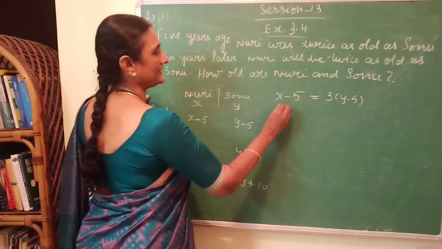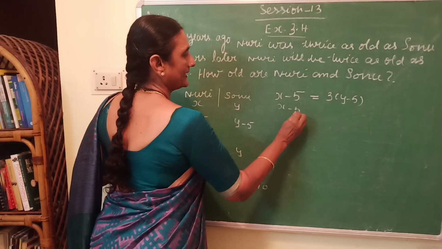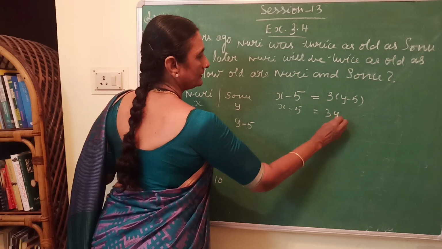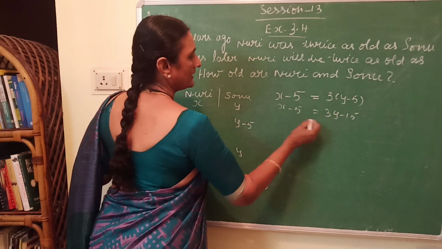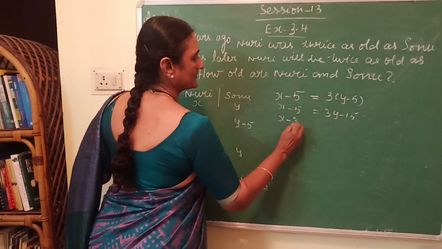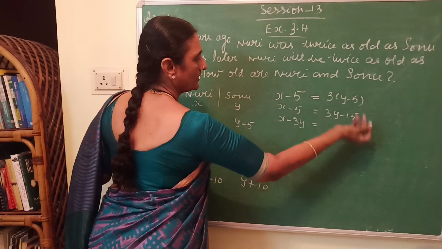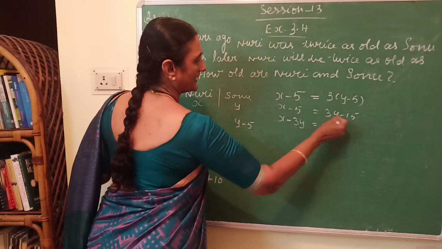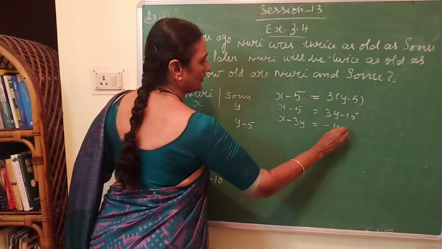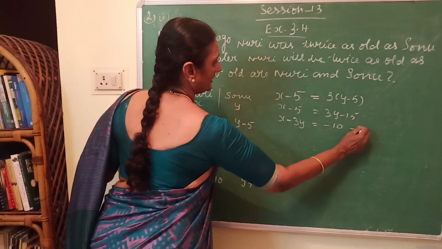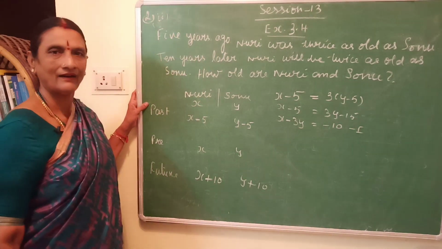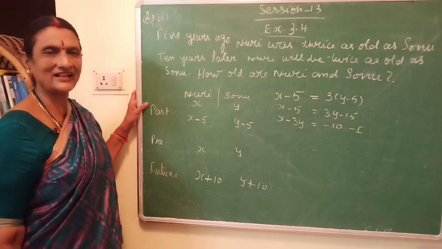Now we simplify this equation. X minus 5 is equal to 3y minus 15. So 3y comes to this side. X minus 3y is equal to, 5 goes to the other side, minus 15 plus 5 gives you minus 10. This is your equation 1. Are you understanding? Is it clear to you?